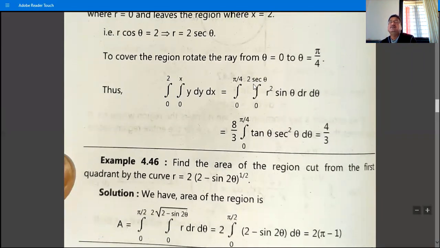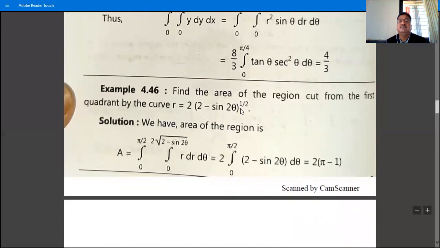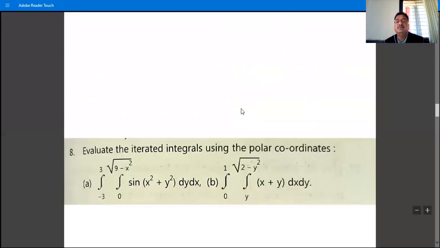Here 8 sec cube theta is sec theta into sec square theta, and sec theta is 1 by cos theta. Then substitute tan theta as t, and therefore sec square theta d theta is dt. Its integration is t square by 2, and then the value at the upper limit minus the value at the lower limit gives the answer.